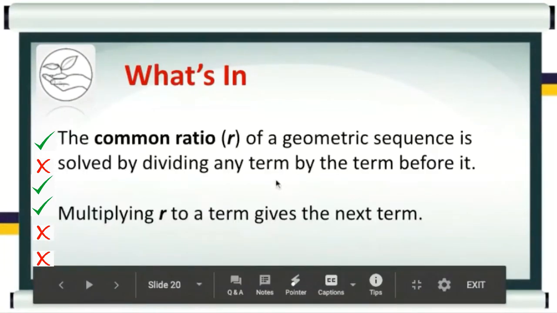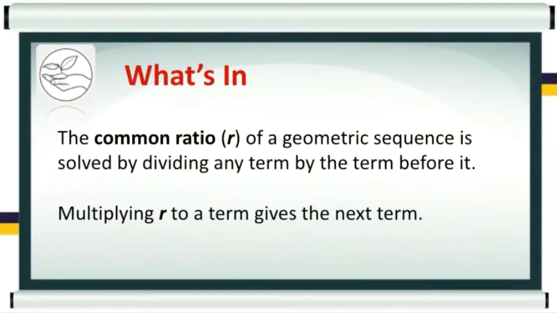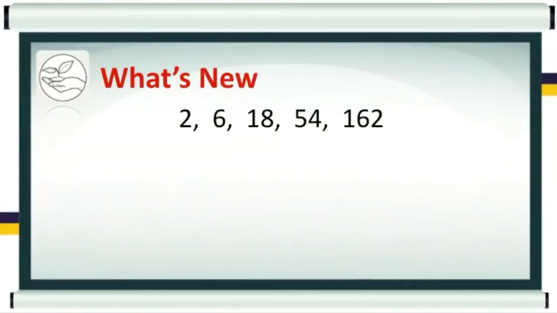Yes, sir. Okay, so again, the common ratio of a geometric sequence is solved by dividing any term by the term before it. And multiplying r to a term gives the next term. Always put that in your mind: how to solve the common ratio and how to get the next term.